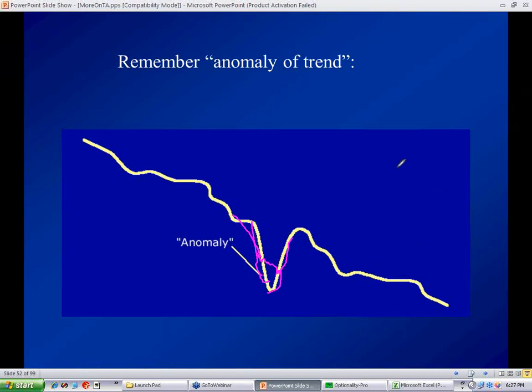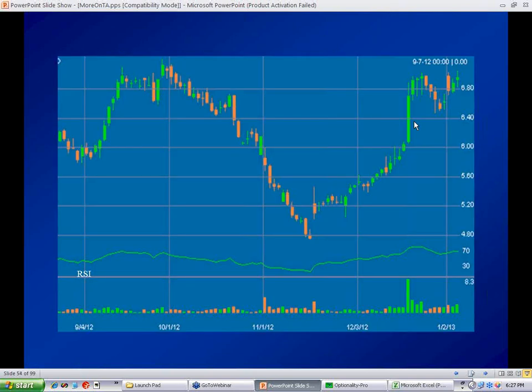So RSI measures the velocity of gains and losses. And there are a lot of indicators very similar, like Williams. I prefer the Williams myself. I think it's more accurate, but it's on the same exact principle. And I'm showing you an RSI example.